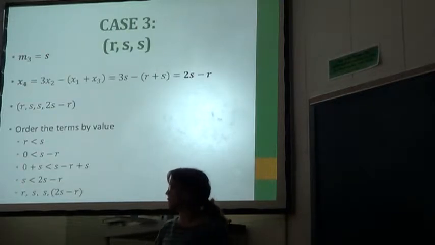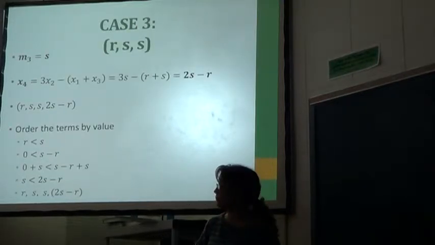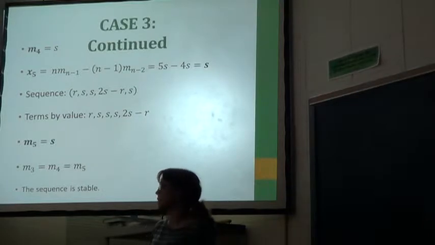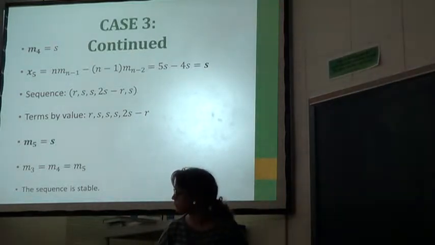Case 3 is very similar to case 2. Find the median, find the value, find the median, find the value. And our sequence is stable because we have 3 medians in a row that are equal.